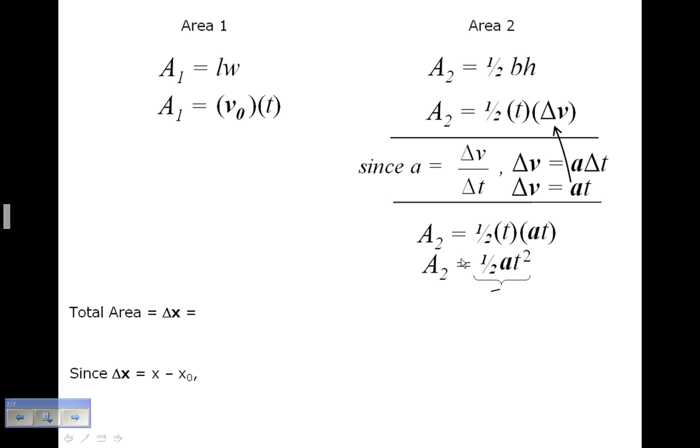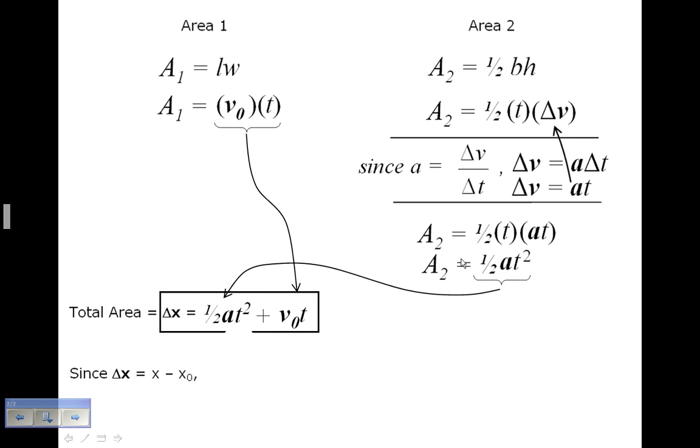Now the way you usually see that written is like this, okay? 1/2 at squared plus v0t. That quantity represents the displacement that would occur between time t at a given acceleration and a given velocity, starting velocity, I should say. So we've worked through all that geometry to come up with a relatively simple equation that represents displacement.